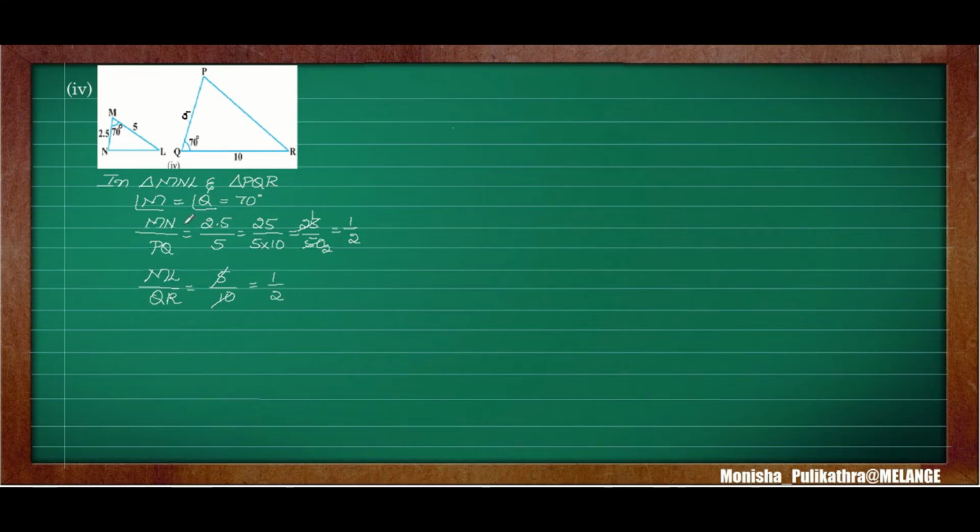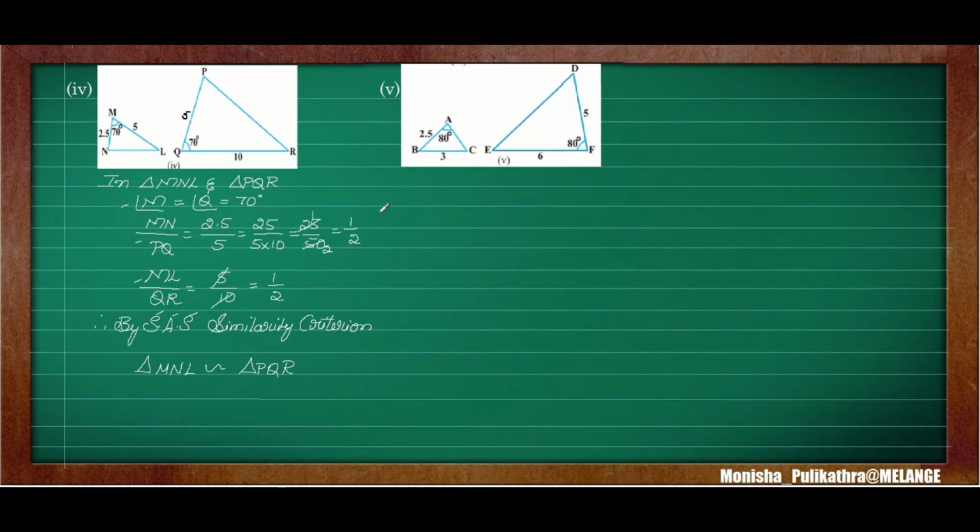Here one angle is equal and two corresponding sides are in proportion. Therefore, by the SAS similarity criterion, SAS means side angle side. Here two sides are there and one angle is there. So by the side angle side similarity criterion, triangle MNL is similar to triangle PQR. I hope you understood.